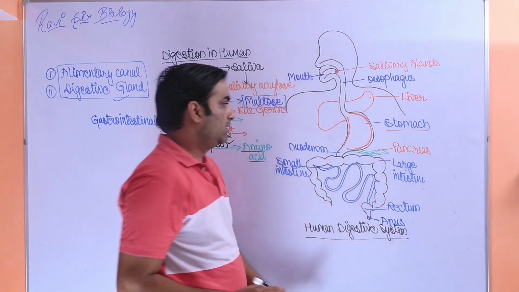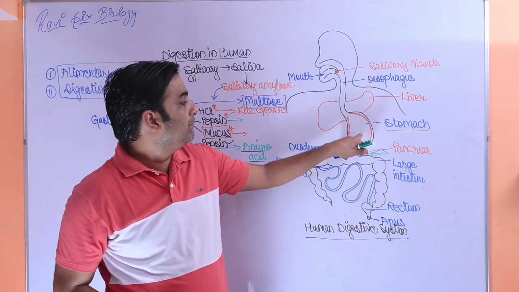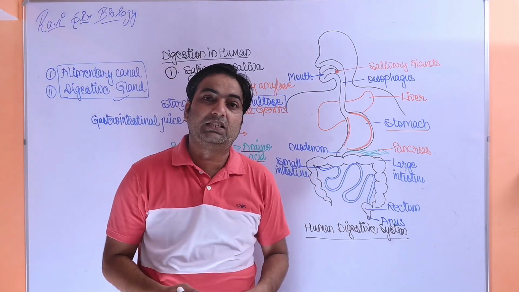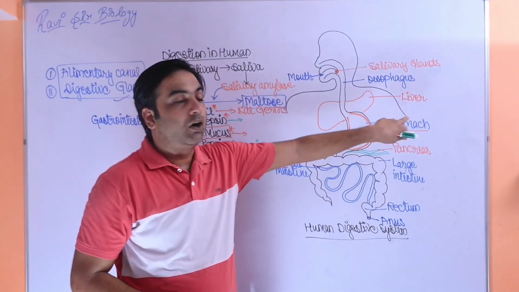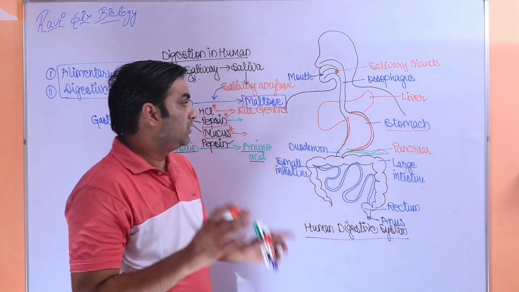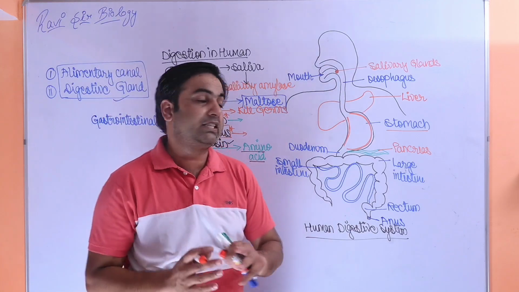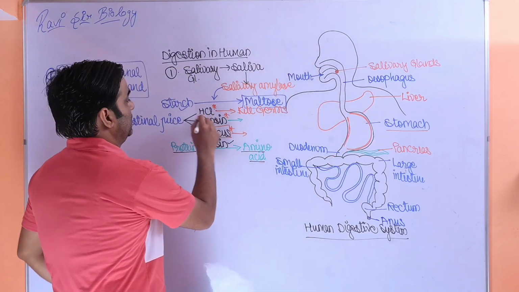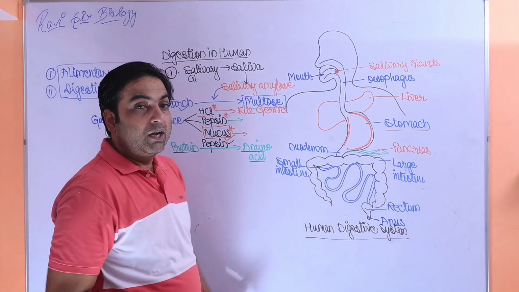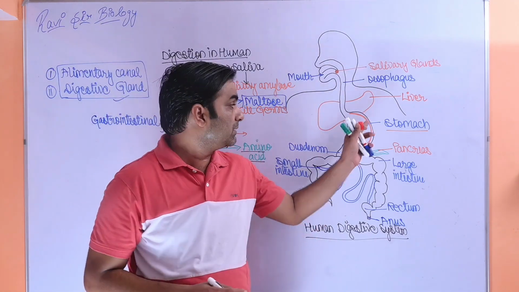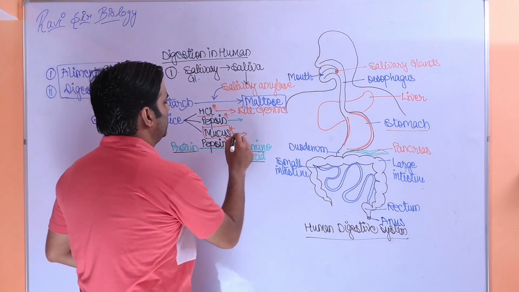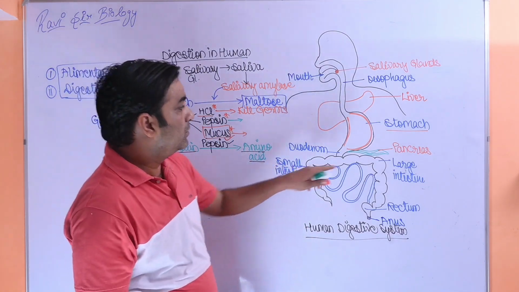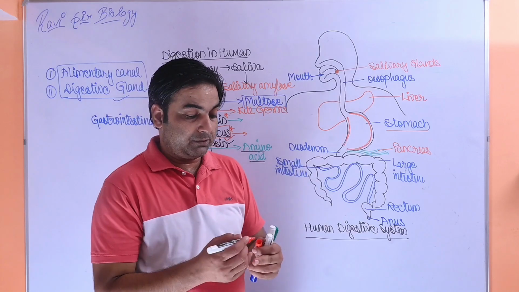The mucus is what I have made with the red colored marker, and the action of HCl will not occur on the stomach wall, and your stomach wall will remain protected from the action of HCl. So this mucus layer protects the stomach wall from the action of HCl. This is one of the most important parts of the secretion. So up to here the digestion has been completed.